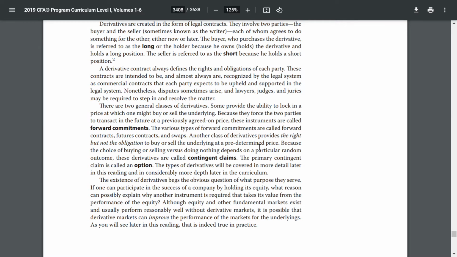The other class of derivatives provides the right but not the obligation to buy or sell the underlying at a predetermined price. Because the choice to buy or sell versus doing nothing depends on the particular random outcome, these derivatives are called contingent claims. The primary contingent claim is called the option.